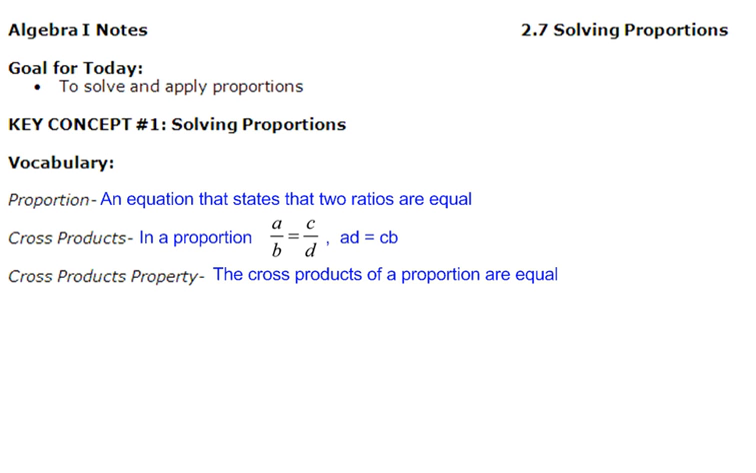First of all, a proportion is an equation that states that two ratios are equal. So remember, ratio can just be a fancy word for saying fraction, right? Cross products mean that in a proportion, when you cross multiply, those products are equal. And then the cross products property just means that the cross products of a proportion are equal. So let's just look at some examples.